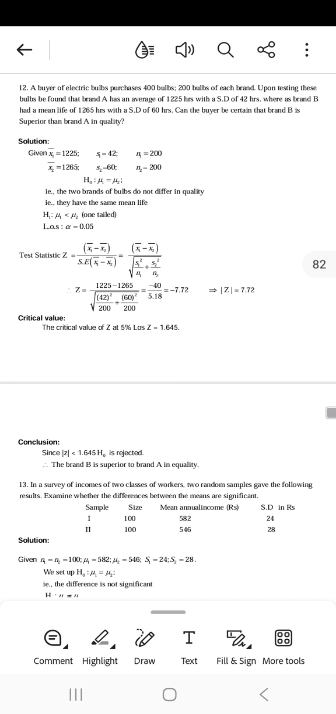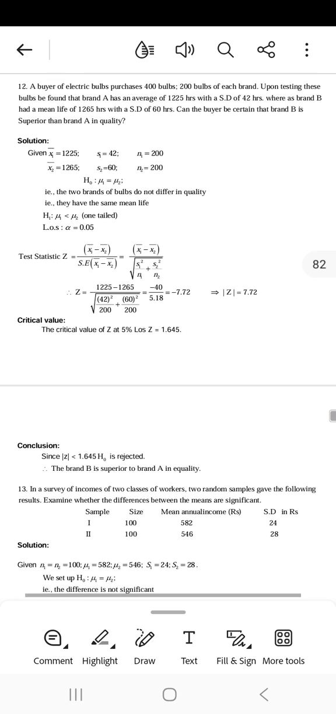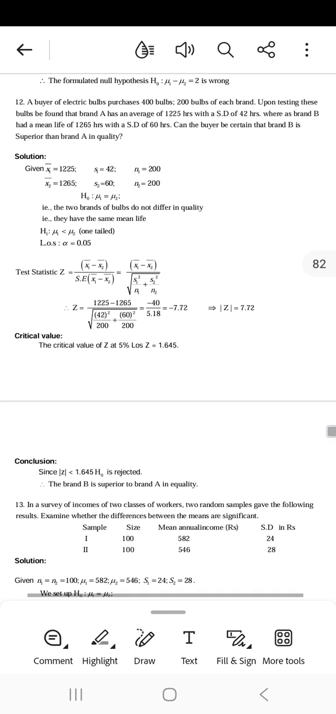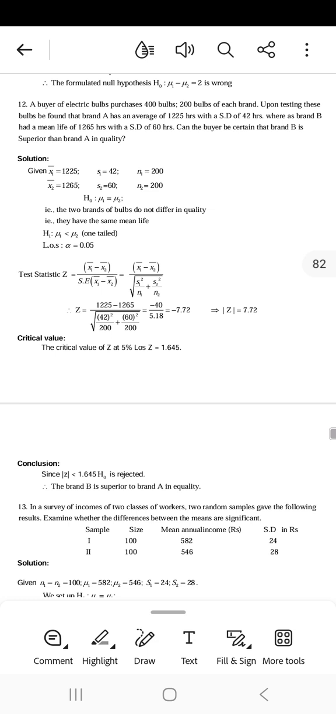In brand A, the mean value is 1225, denoted by x1 bar, and the standard deviation value is 42, denoted by s1. The number of bulbs tested, n1, equals 200. In sample 2, that is brand B, the mean value is 1265, the standard deviation value is 60, and the number of bulbs is 200.